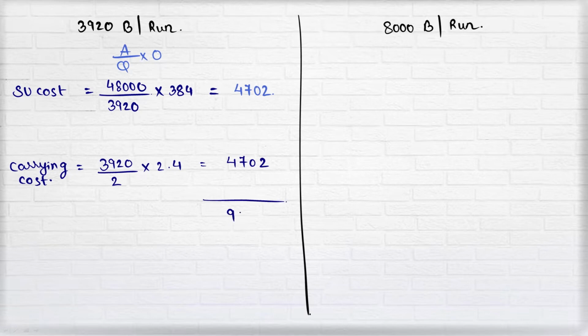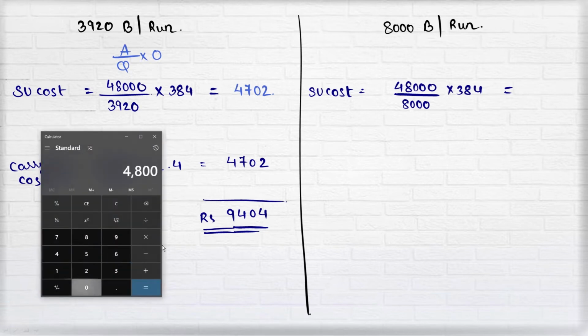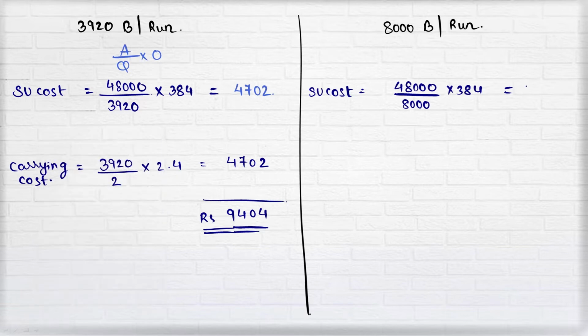This will be 9404. This is not total cost of manufacturing. This is the total cost of setup and carrying cost. And if your run size is 8,000, your setup cost will be reduced. 48,000 divided by 8,000 multiplied by 384. This is 2304.